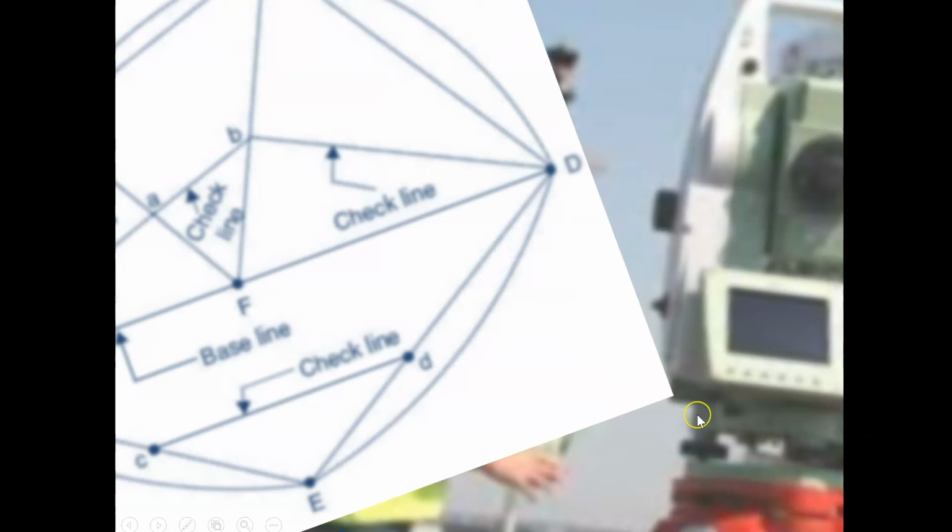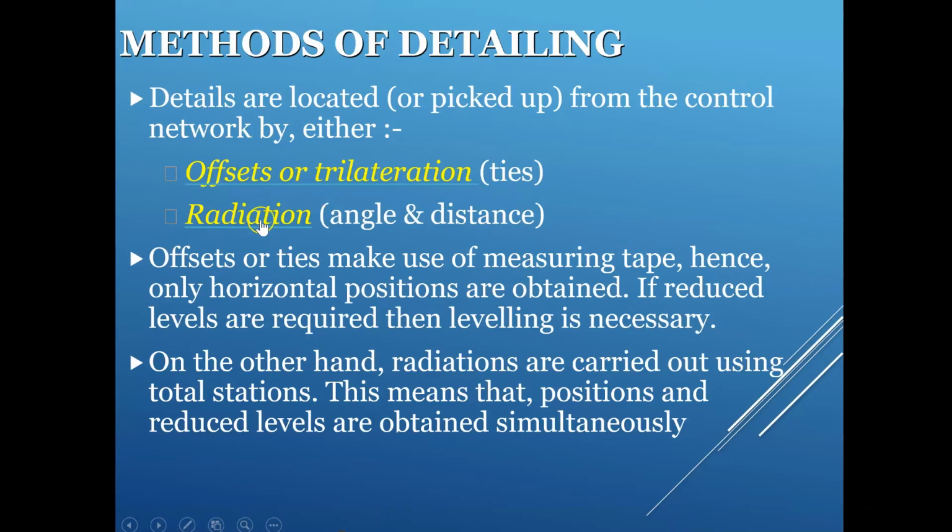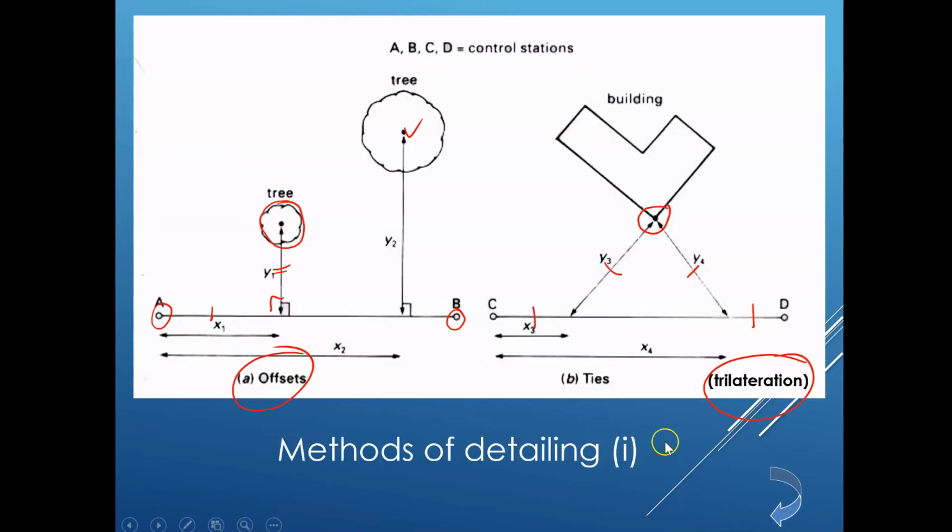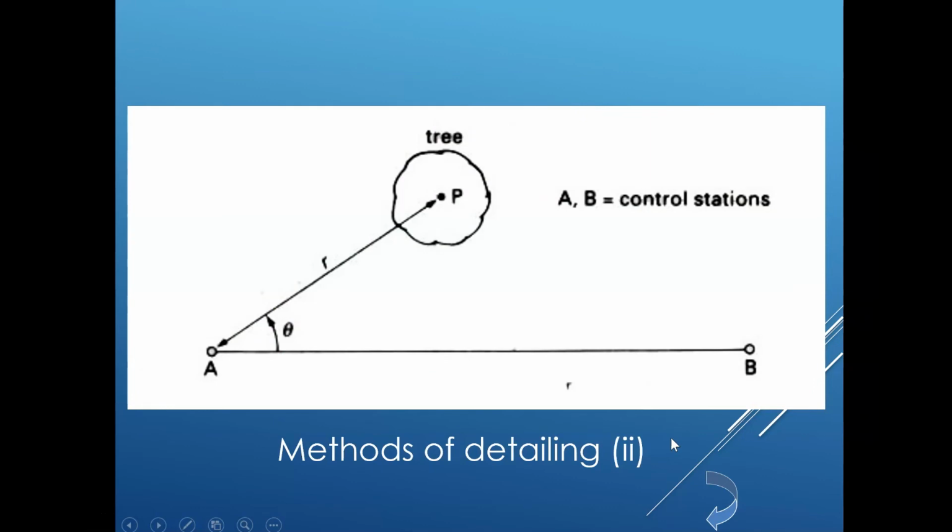So what we have next, excuse me, I got that one wrong, is the radiation. Radiation involves the observation of angle and distance. So just click on that one, then I go to the next one. You could see that. Let's say A and B are your traverse stations. To get the location of that tree, you observe an angle, you observe a distance. So that's basically radiation.